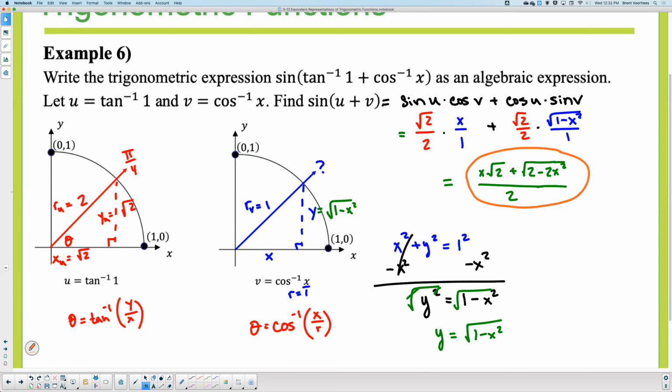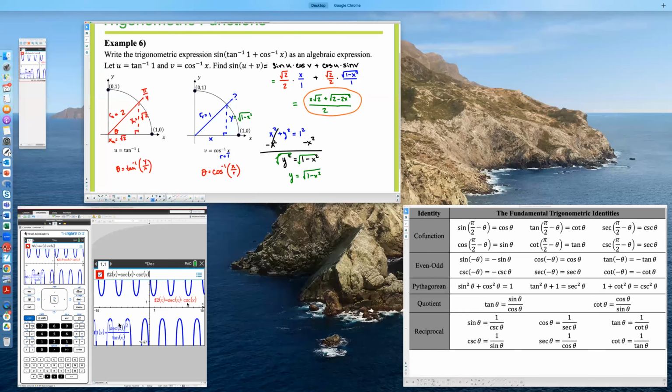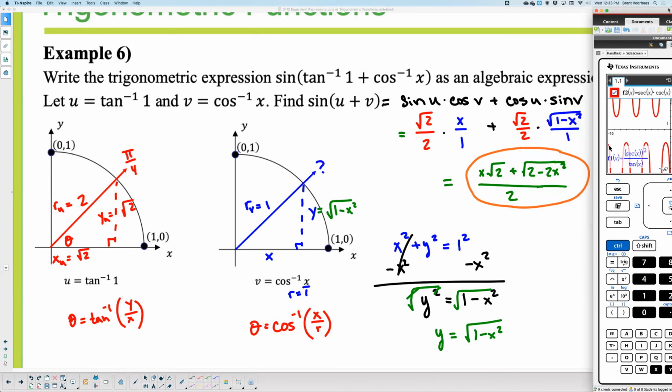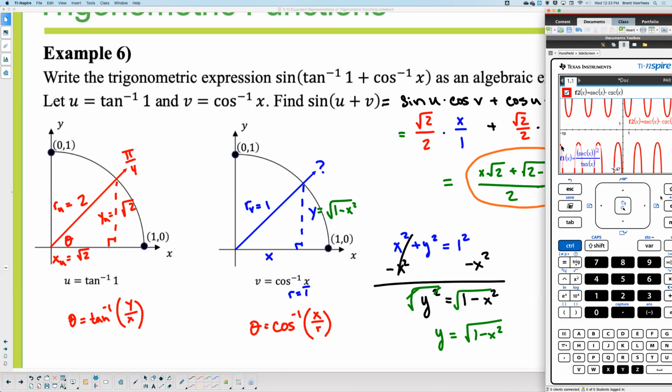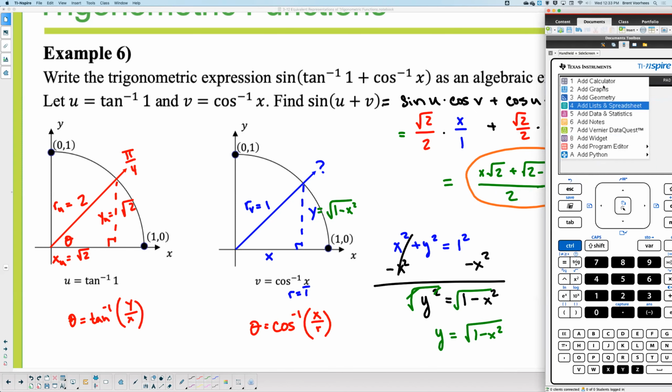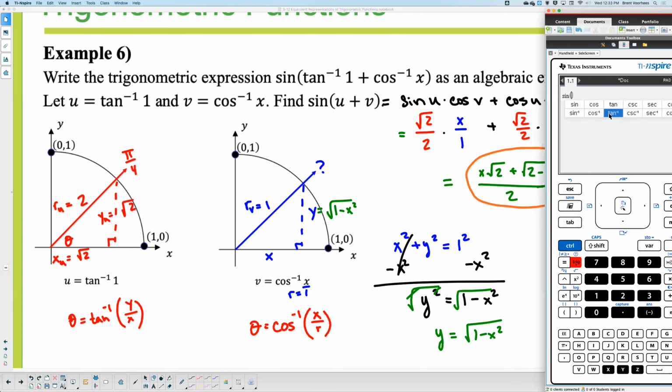Now, that looks crazy, doesn't it? You ready to see something wild? Let's switch this here. I'm going to the calculator, and I want to prove to you that what we just did works.